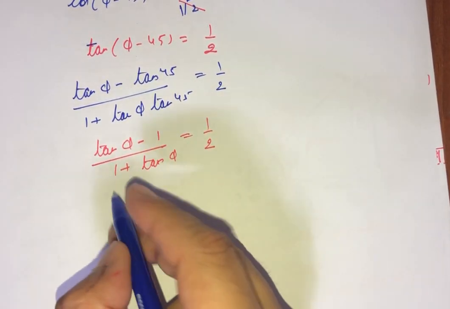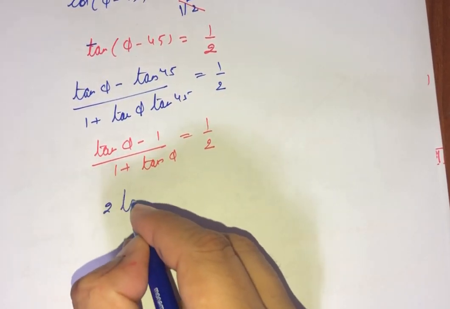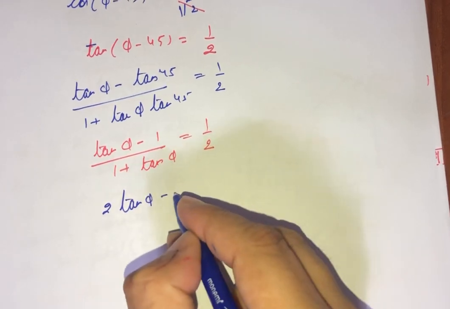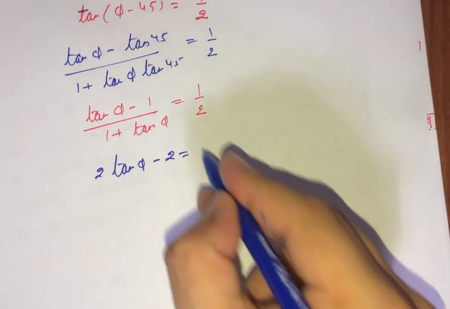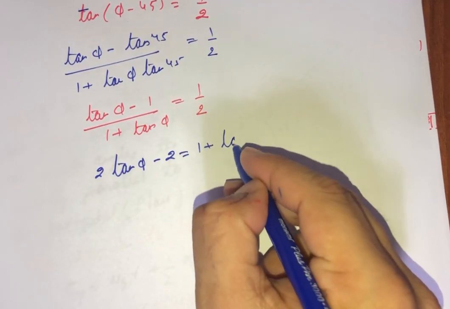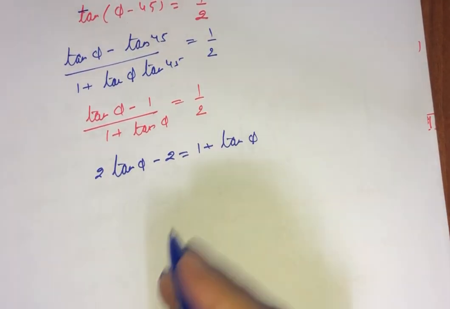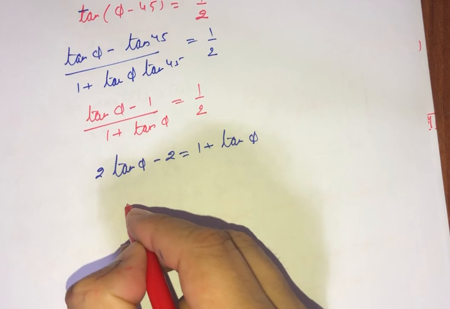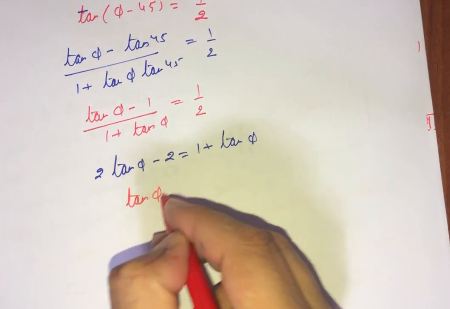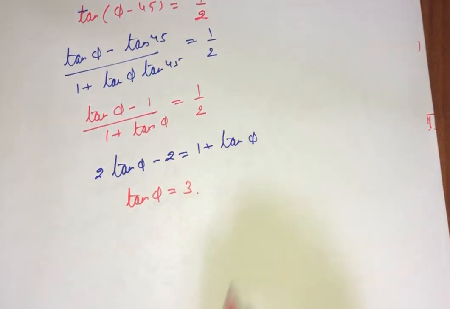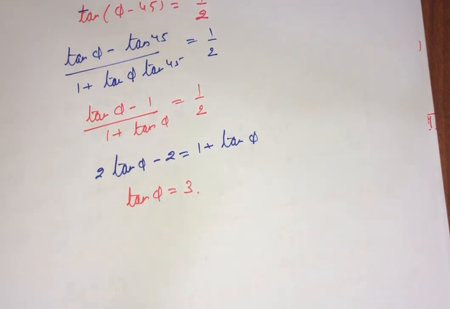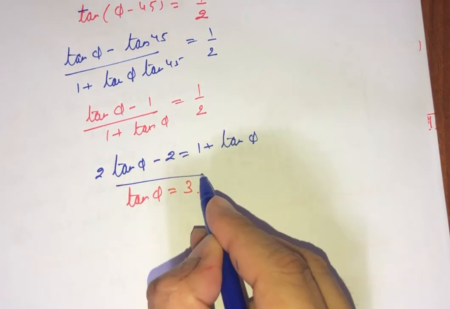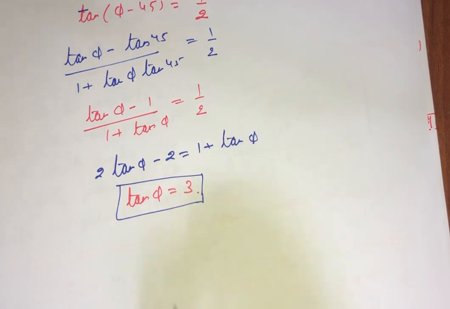So cross multiply, we get 2 tan phi minus 2 is equal to 1 plus tangent of phi. So ultimately we again sort it out as tangent of phi is equal to 3. So it means when tangent of phi is equal to 3, the particle will be perpendicular at point P.